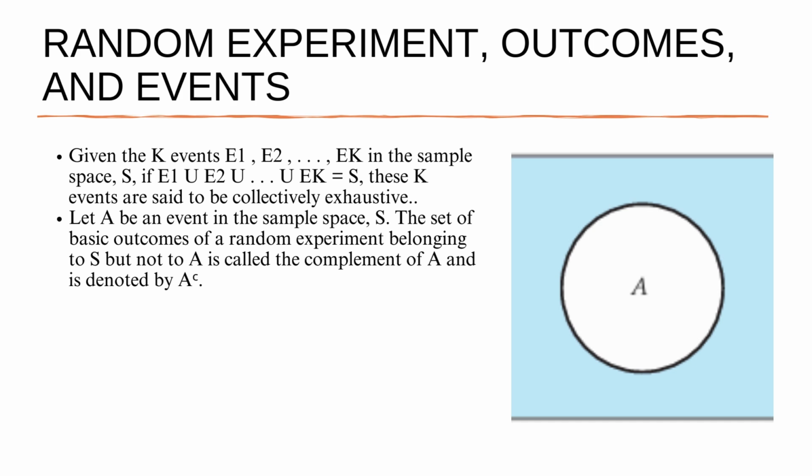Let A be an event in the sample space, S. The set of basic outcomes of a random experiment belonging to S, but not to A, is called the complement of A and is denoted by A^C. Clearly, events A and A^C are mutually exclusive, as no basic outcome can belong to both, and collectively exhaustive, as every basic outcome must belong to one or the other.